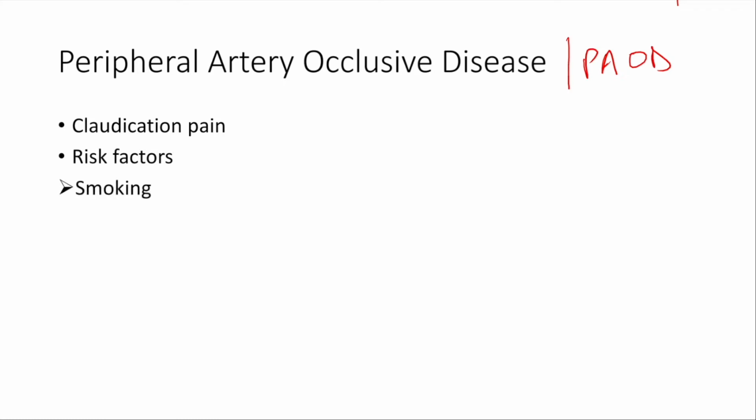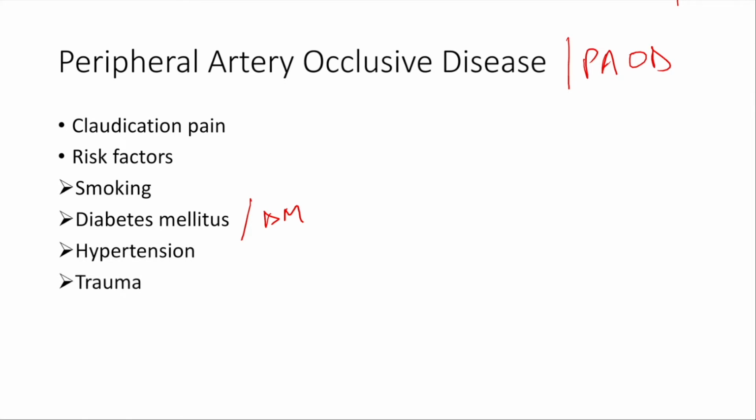So what are the risk factors of this disease? The most common risk factors are smoking, diabetes mellitus, or DM as people call it. It can be hypertension, or it can be trauma. In an acute setting, if it's very sudden onset, it could be trauma, which causes the vessels to go into spasm, causing these similar symptoms.